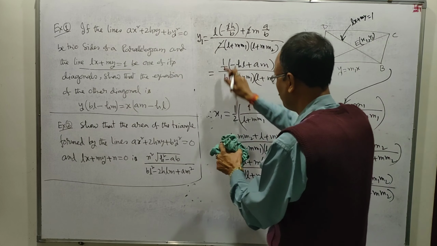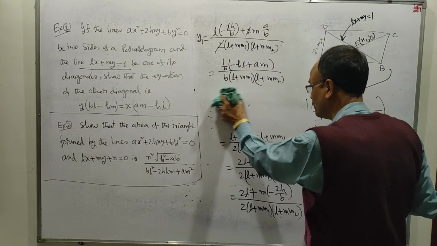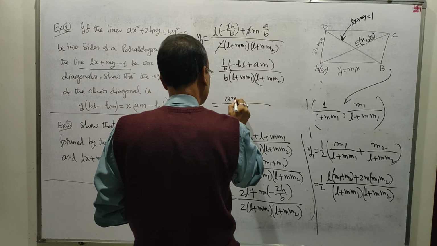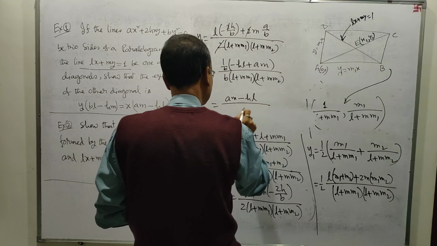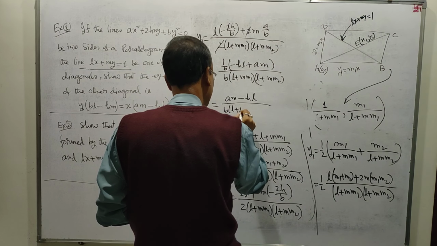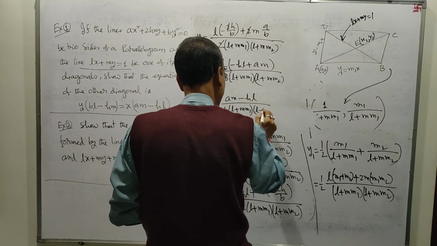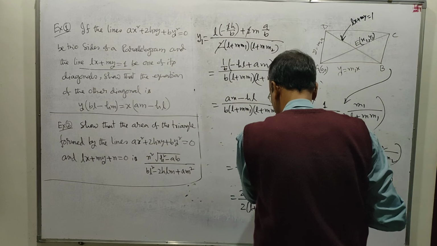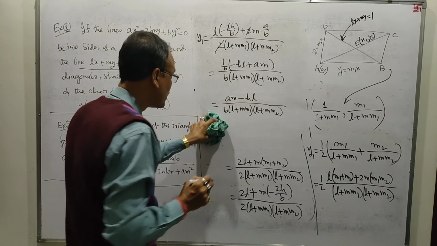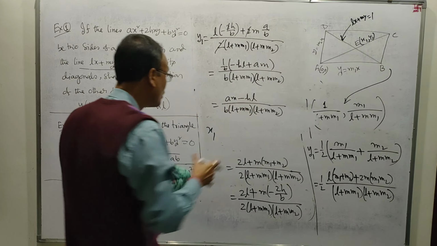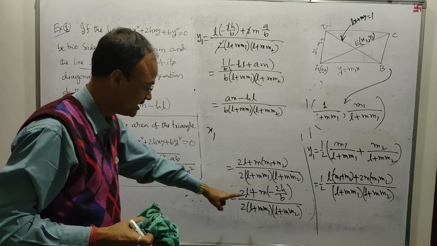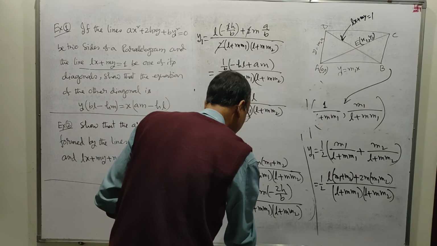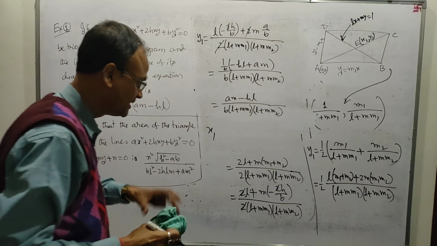You will get this one. BB will also be cancelled. You will get AM minus HL divided by B into L plus MM1, L plus MM2. And similarly, X1, Y1, you have found Y1. Here also 2 will be cancelled.